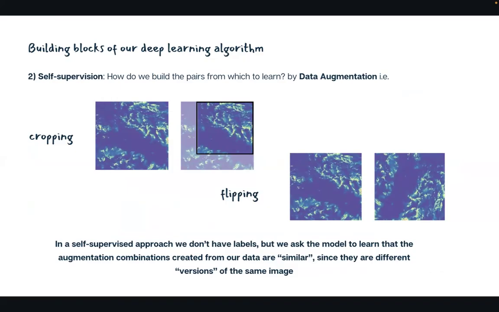So in a self-supervised approach, we don't have any labels, but we ask the model to learn that this combination, these pairs that are created using this augmentation, so either cropping or flipping, are similar because they are in the end just different versions of the same original image. And this is the concept.